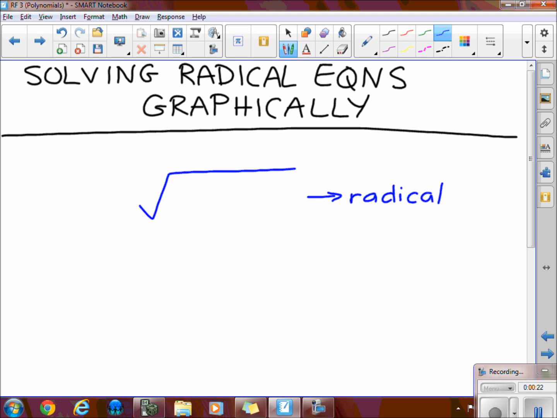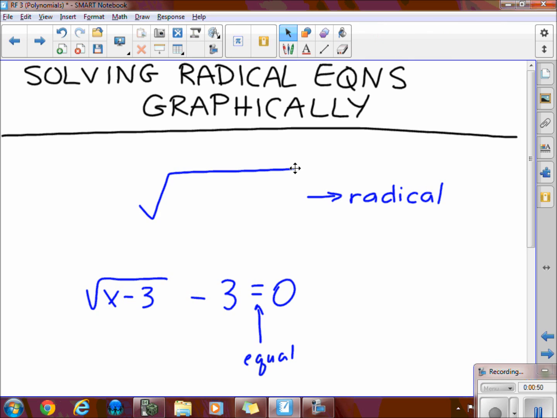An example of a radical equation is something like this: the root of x minus 3, minus 3 equals 0. And again, we did learn how to do this back in grade 11. The equal sign is the difference between a radical equation and a radical expression. When there's an equal sign, we're trying to figure out what x equals.